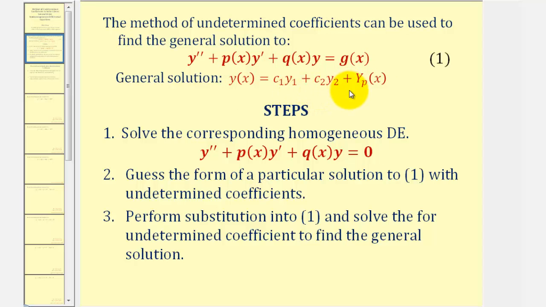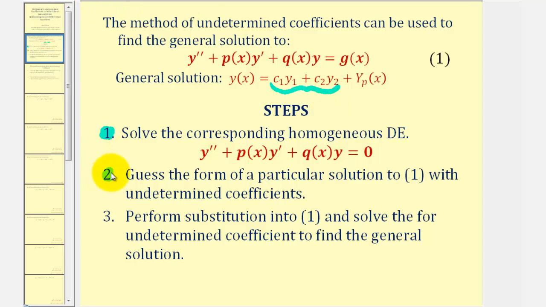So the steps for using the method of undetermined coefficients will be: number one, solve the corresponding homogeneous differential equation given here, where it's in the same form but it's equal to 0. And then the general solution to this homogeneous differential equation from this step will give us the first two terms of the general solution to the non-homogeneous differential equation. And this is sometimes called the complementary function.